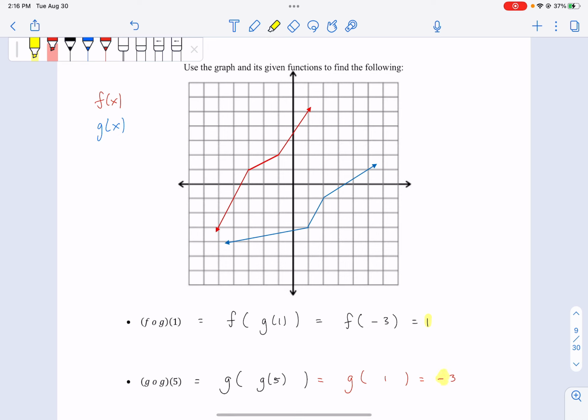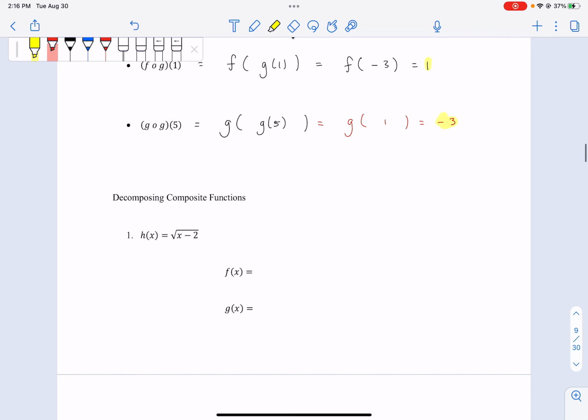So that is a very brief lesson on the new notation, but all in all, that's pretty much what you need to do. Nothing too difficult. Let's go ahead and move on to transformations.